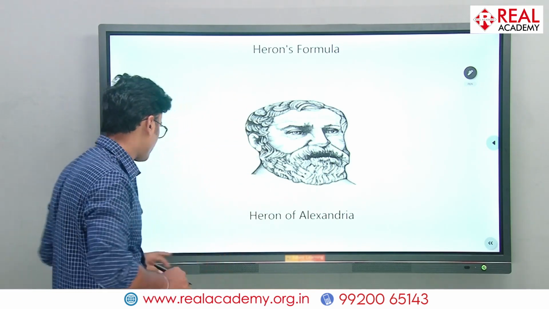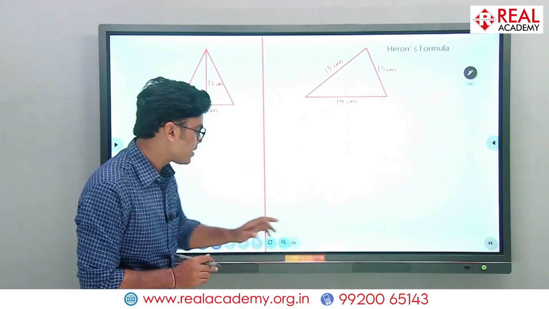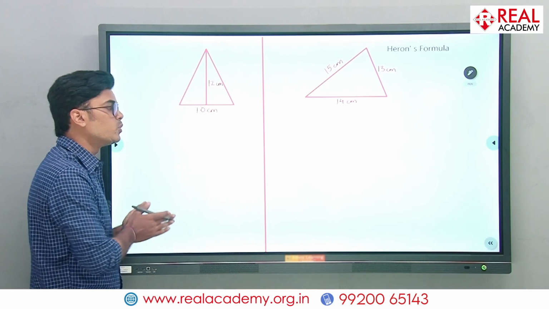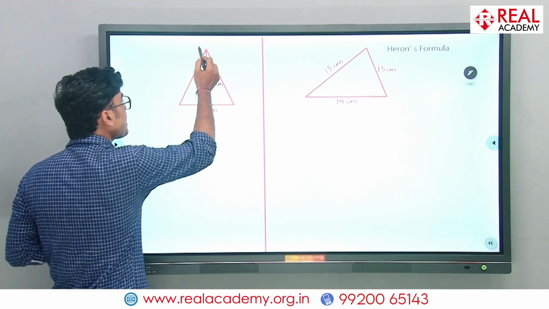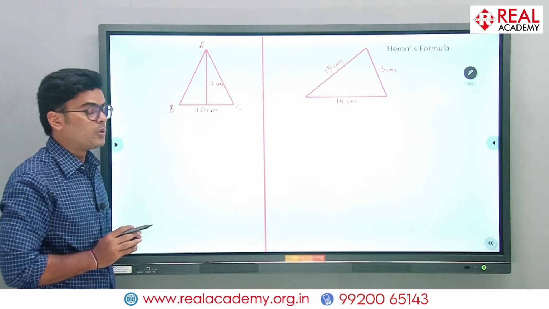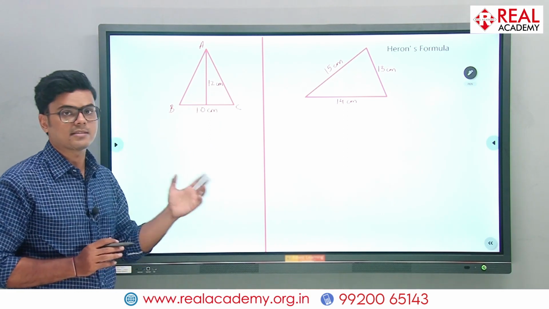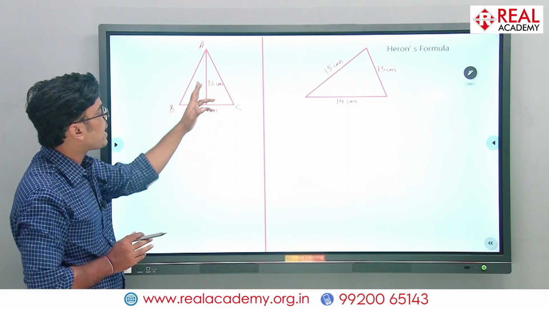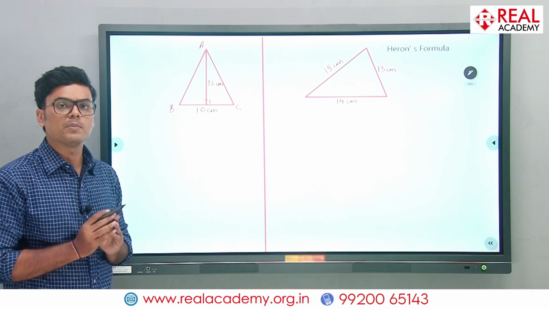Let us see what this formula is used for. Let us go to the next page. As you can see on the screen, I have drawn two triangles here. The first triangle is triangle ABC. For this triangle, you can see that the base of the triangle is 10 centimeter. It is known to us. Also, the height of the triangle is known to us. It is 12 centimeter.